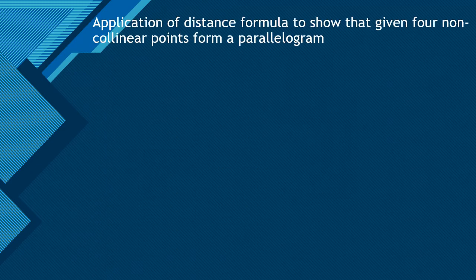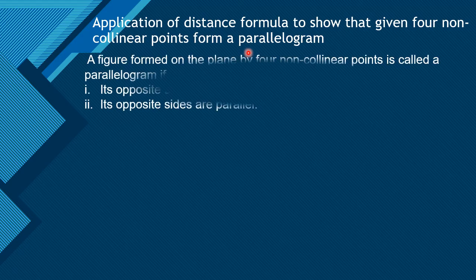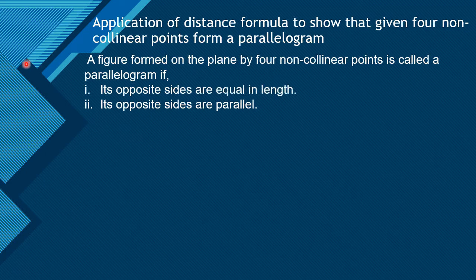Now students, let us see how to apply the distance formula to show that given 4 non-collinear points form a parallelogram. Let us first see the definition of parallelogram. A figure formed on the plane by 4 non-collinear points is called a parallelogram if its opposite sides are equal in length. Secondly, its opposite sides are parallel.